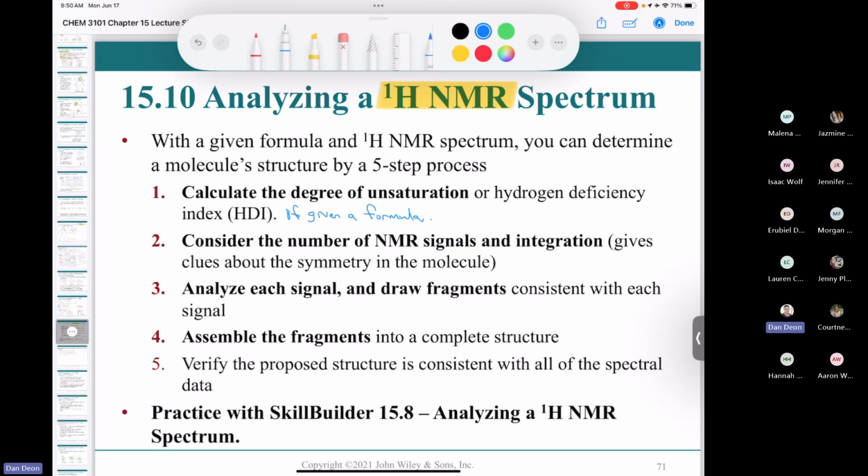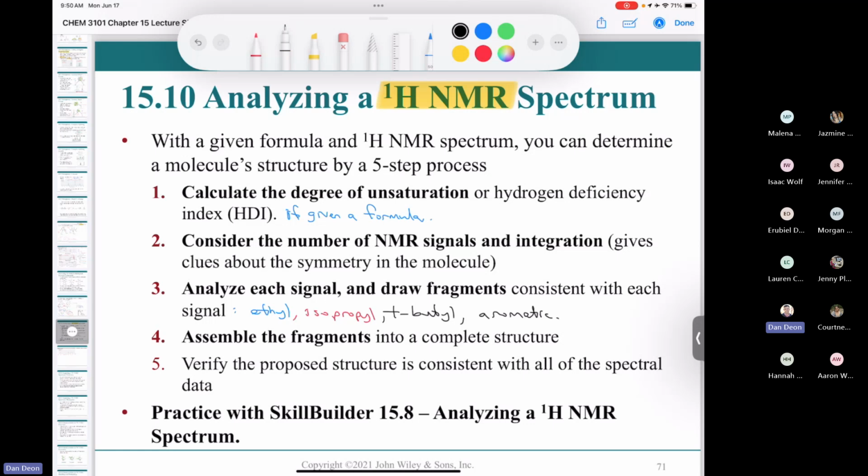Analyze each signal and start drawing fragments. Let's say you think you have an ethyl. If you think you have an ethyl, I would draw it down. I don't know if you've ever heard the expression, it's not a nice one, but throw up on the page. Just write down what you know. Is there an isopropyl? Is there an ethyl? Is there a tert-butyl? Do you think there's an aromatic ring? There are signals between 6.5 and 8. Write it down and then start trying to put the pieces together.